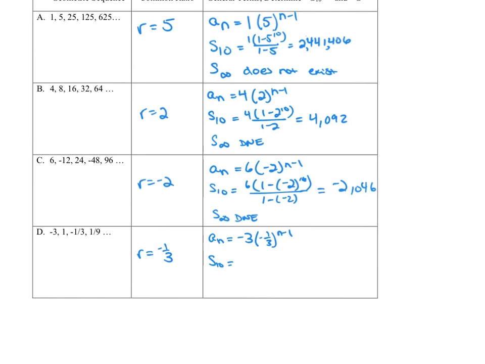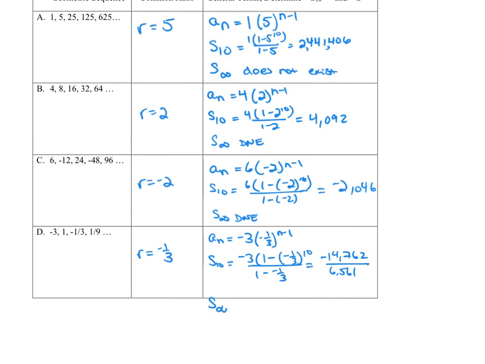S10 is negative 3 times 1 minus negative 1/3 to the 10th over 1 minus negative 1/3. Again, be very cautious when you type that into the calculator, making sure that you put parentheses around all of those negatives. When you type that into the calculator and convert it to a fraction, you get negative 14,762 over 6,561. Let me know if you have questions about entering it into the calculator.